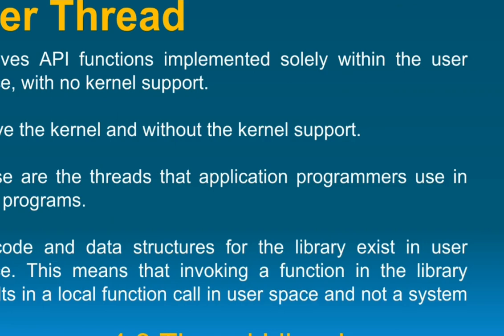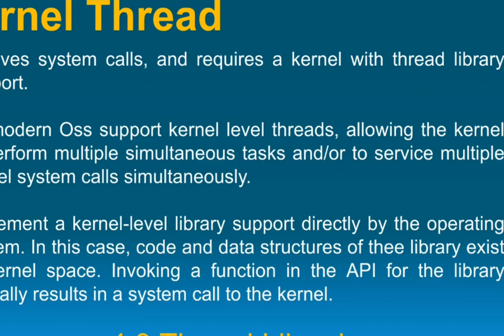In user threads, the API functions are implemented solely within user space with no kernel support. These are the threads that application programmers use in their programs. All code and data structures for the library exist in user space. This means that invoking a function in the library results in a local function call in user space and not a system call. In kernel threads, it involves system calls and requires a kernel with thread library support.